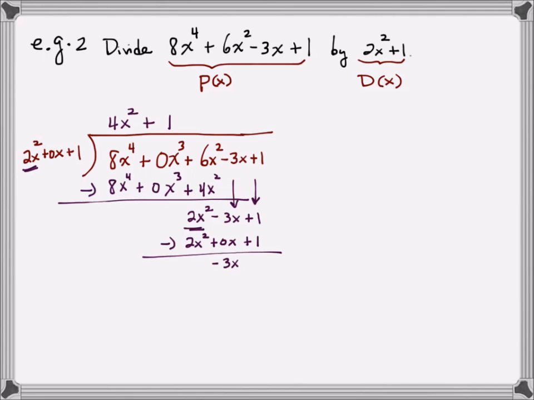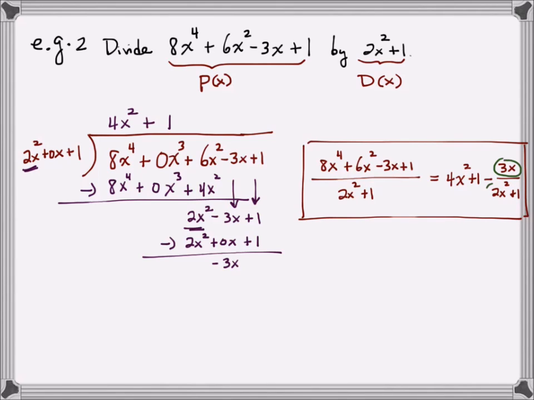If I now write my result in the form of equation 2, I will get 8x to the fourth plus 6x squared minus 3x plus 1, that's the dividend, divided by the divisor, 2x squared plus 1, equals the quotient, which is 4x squared plus 1, plus the remainder, but the remainder is negative 3x, so that becomes negative 3x on top, all divided by the same divisor of 2x squared plus 1. Again, notice that the degree of the remainder is less than the degree of the divisor.